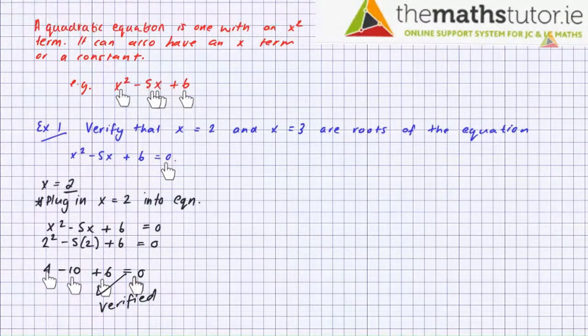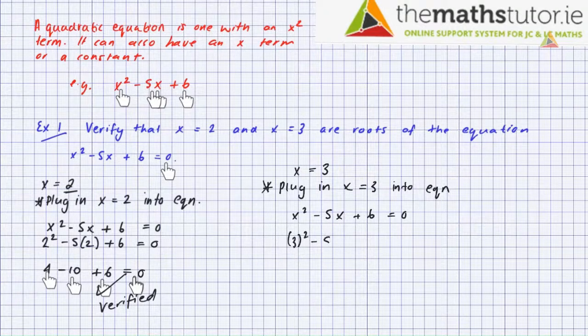So now we're going to do the same for x equals 3. We're going to plug x equals 3 into the equation this time. So x squared minus 5x plus 6 equals 0. Anywhere we see x, we're going to plug in 3. So it's going to be 3 squared minus 5 by 3 plus 6. And we want to see, does it actually equal 0?